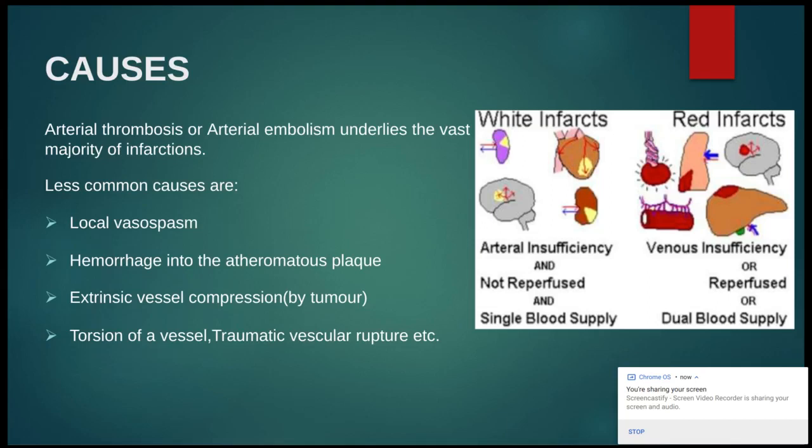What are the causes of infarction? Main causes of infarction are arterial thrombosis or arterial embolism. Other causes include local vasospasm, hemorrhage, vessel compression, and torsion of the vessel.